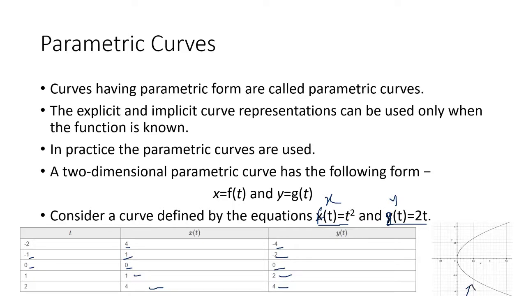So the parametric curve is basically where you have totally independent functions for both of the coordinates, which may contain a similar variable. Based on the values of the variable you get the points of x and y, and based on those x and y points you can draw that parametric curve.